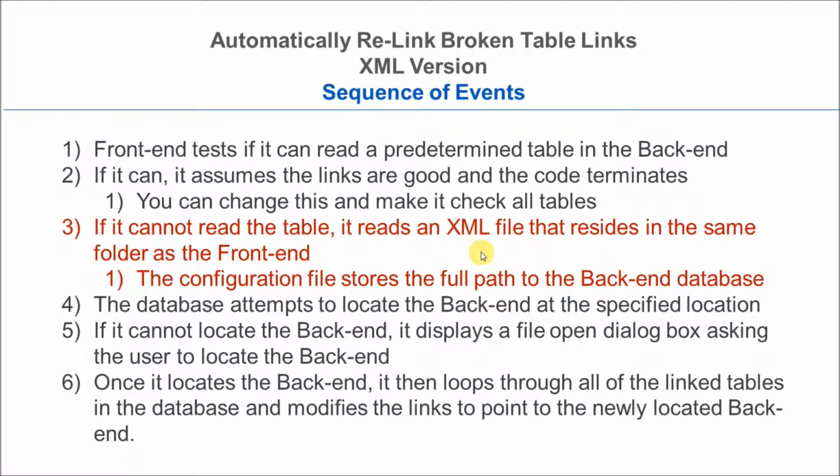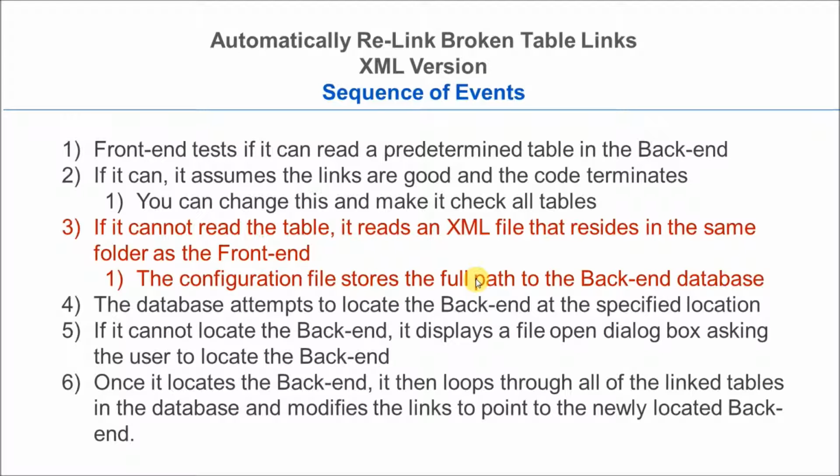If it could not read the table, we read the text configuration file, and that file told us where to look for the backend database. So this is the code we're going to be modifying. We're going to be modifying the code that reads that text file. We're going to replace it with code that reads the XML file. It's still going to obtain the same data from the file that we obtained from our text file.